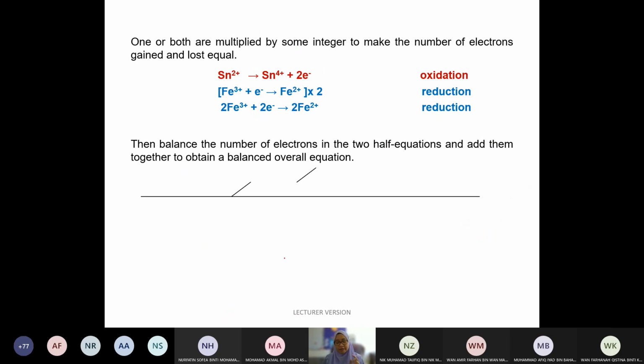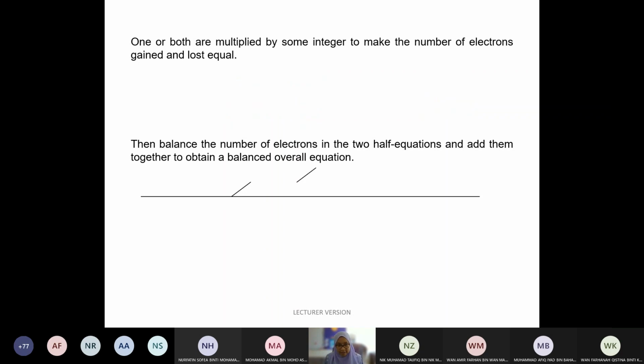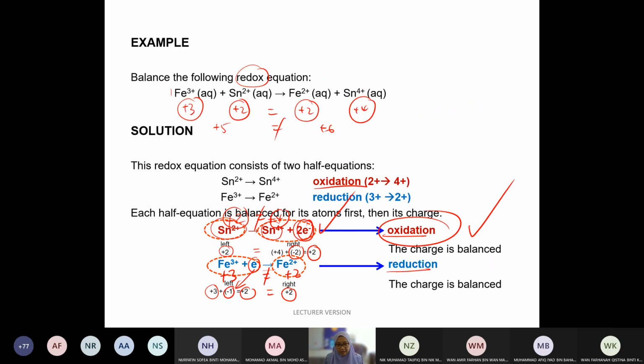However, you must notice that when we write the equation, we don't display the electron, right? Even for redox, redox means the combination of reduction and oxidation equations. You don't have electrons displayed in the final equation. It needs to be cancelled out. For the half equation, it's fine to display the electrons, but for the overall equation, we do not display the electrons. So they need to be cancelled out.